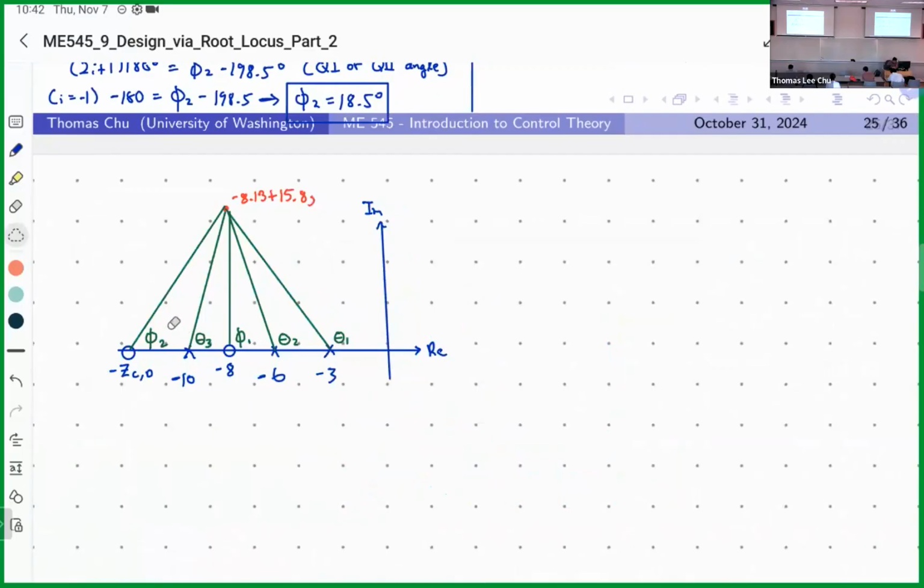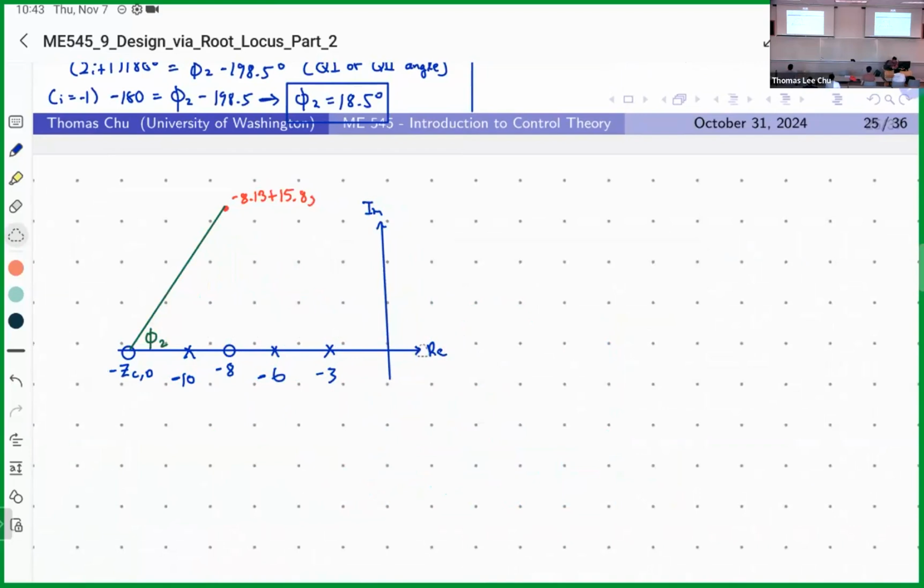And let's clean this up. I'm just going to remove these lines here, so we're only looking at that point here. So it's a lot less confusing. So this angle here, if I actually drew it true to its scale, we can see that phi2 is going to be less than 90 degrees.